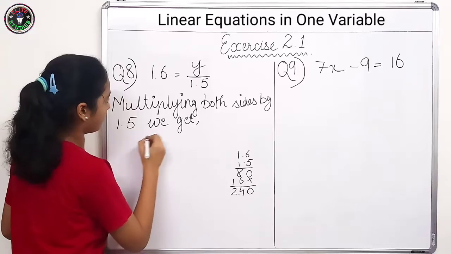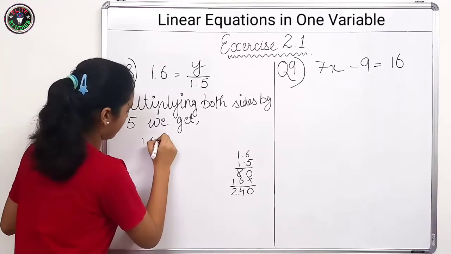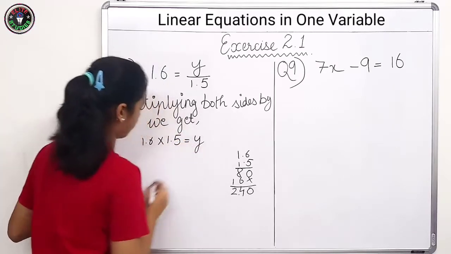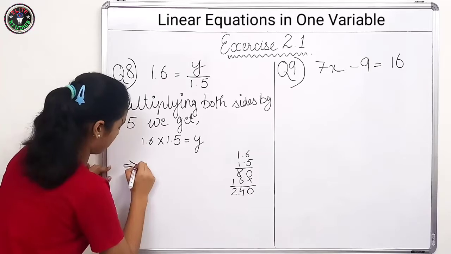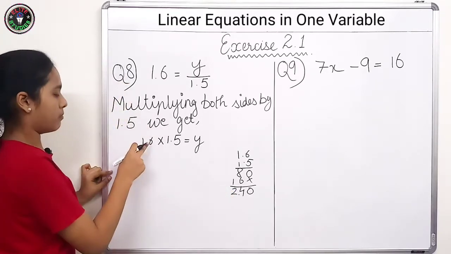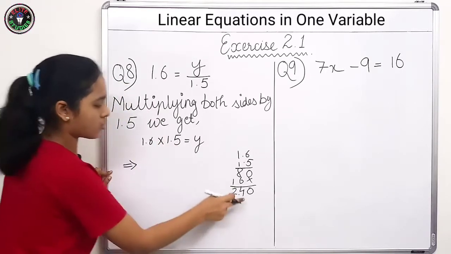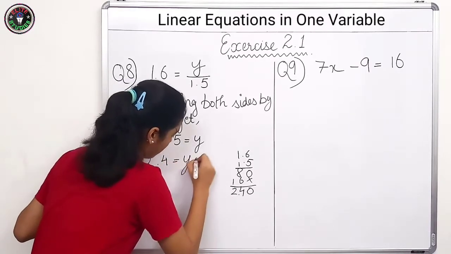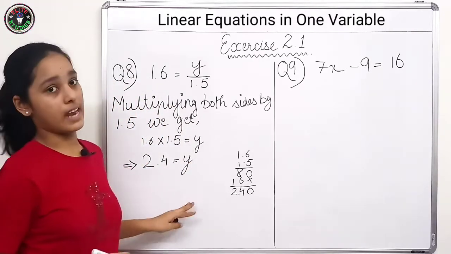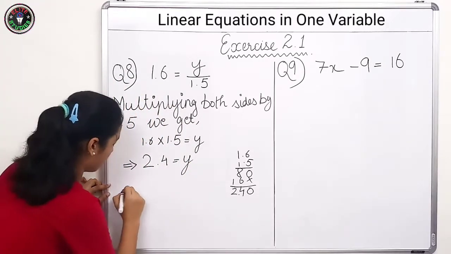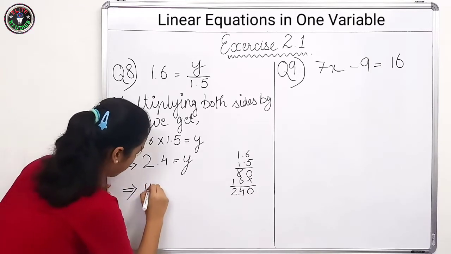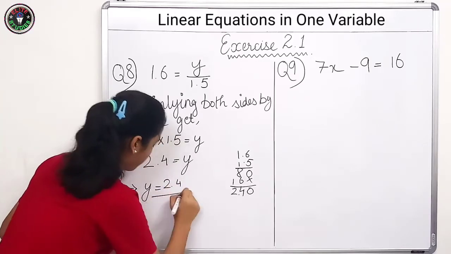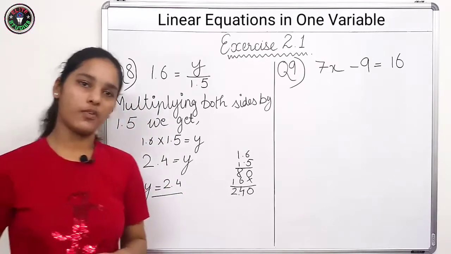We get 1.6 into 1.5 is equal to y, or we got the value of multiplying 1.6 and 1.5 as 2.4. 2.4 is equal to y. It is convenient to have y in our LHS. Therefore, y is equal to 2.4. We got the value of y to be 2.4.